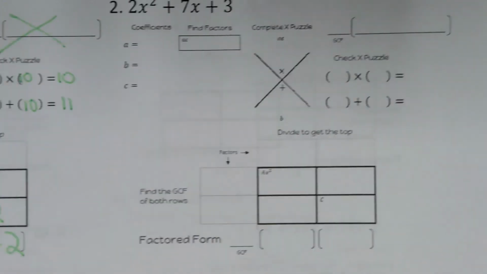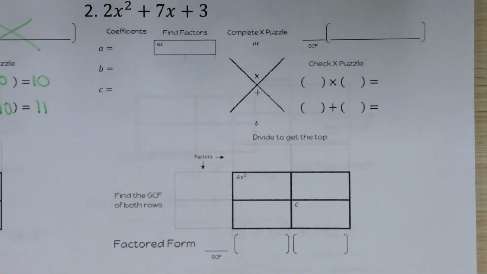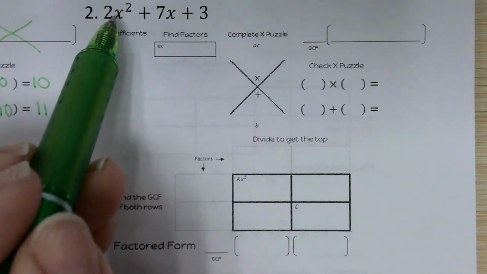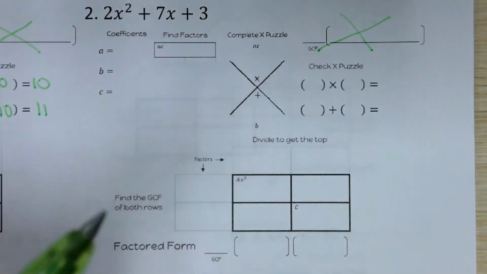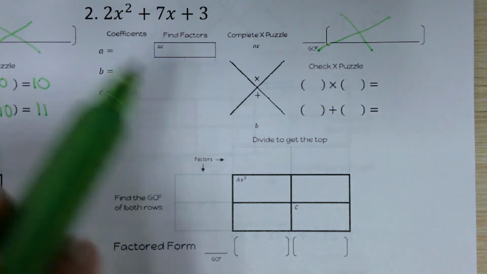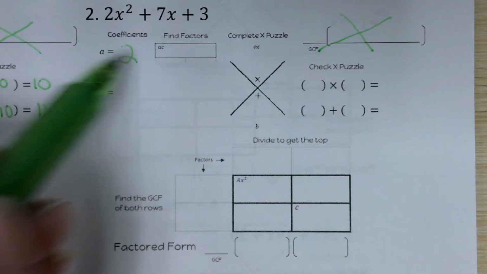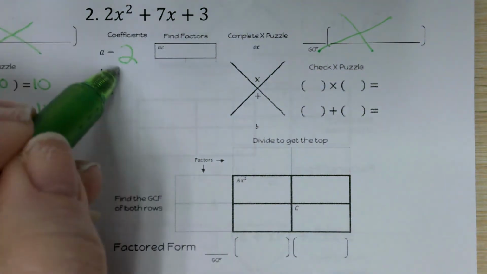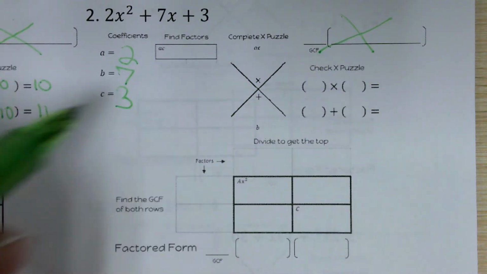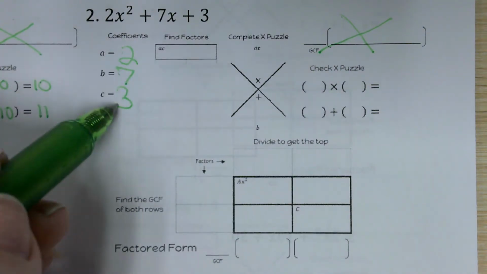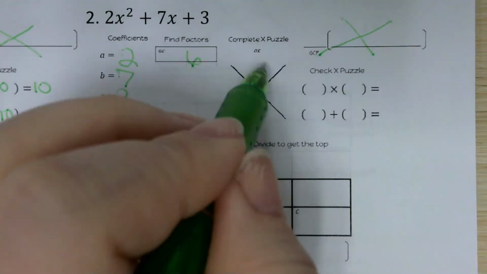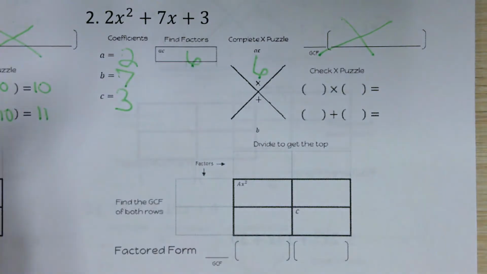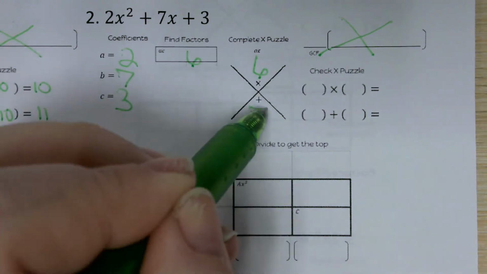Number 2. Check to see is there something that can come out of all 3 pieces, and there's not. A is 2, B is 7, C is 3. So A times C would give me 6, and that would be the top of my x. 7 would be the bottom of my x.